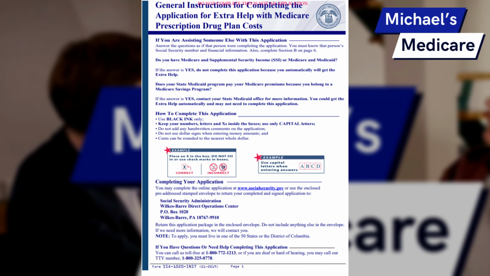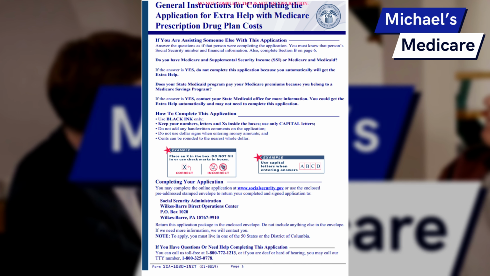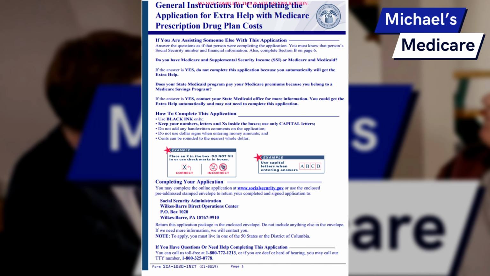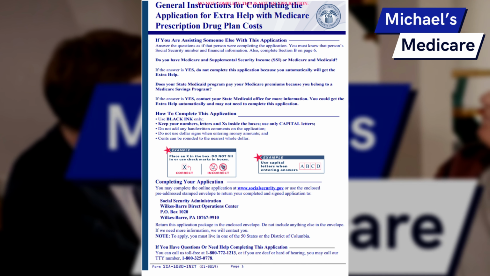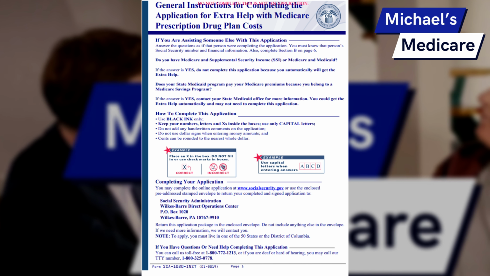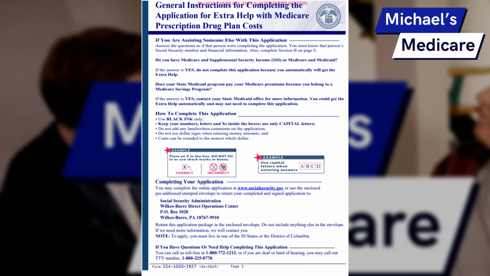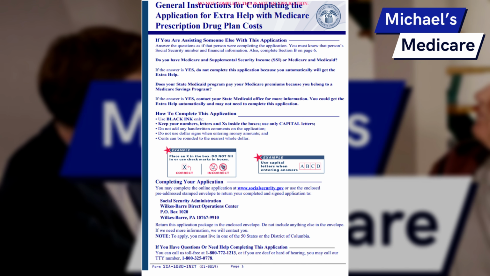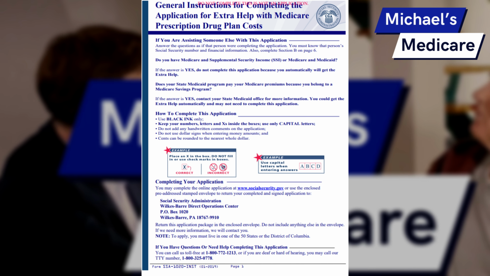So if we move to the next page, this page is going to be for the very beginning of the application. And primarily it has information and instructions on how to fill out the application. If you are someone who has assistance, you have someone helping you through this, and you're doing the paper application, then you can include their information on there if they would like. And in general, it just says make sure that it is in black ink, that you keep your letters as capital letters and X's inside the boxes. So don't use the check marks, don't use your initials, just use an X.